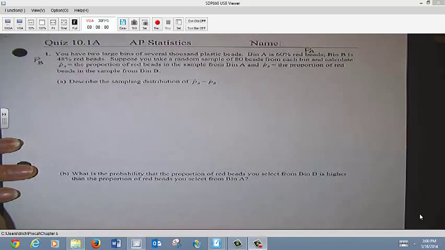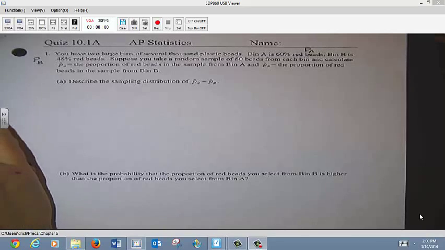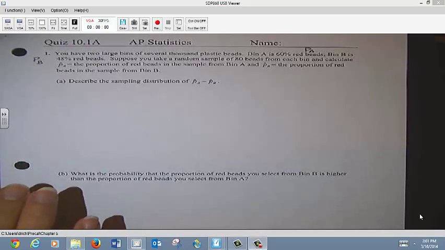Suppose you take a random sample of 80 beads from each bin and calculate p hat A, the proportion of red beads in the sample from bin A, and p hat B, the proportion of red beads in the sample from bin B. So we're not trying to find the population proportion, we already have that. We're trying to estimate how likely it is to get a sample of a certain proportion. So describe the sampling distribution of p hat A minus p hat B is our first question.